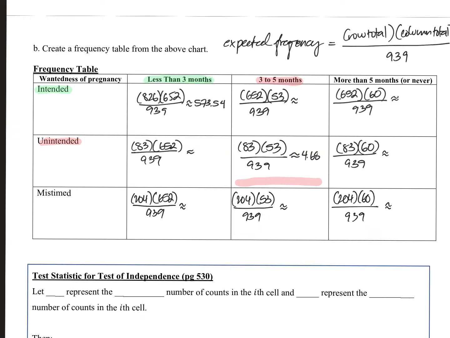Okay, so I went ahead and filled in the formula for all of the following. Once again, this is how I'd like you to show your work for your charts. So after that, we'll go ahead and calculate out the values. So if we had 652 times the 53 divided by 939, we would get 36.8.